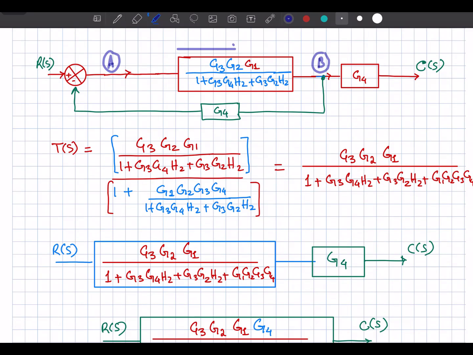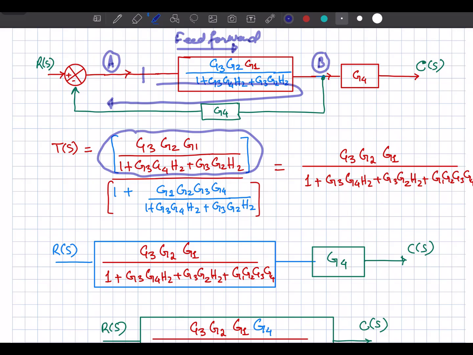This is the feed forward path, or simply the forward path, and the loop is over here, starting from here up to this point. This will be the loop gain. So now we determine the transfer function. This is the transfer function of the forward path divided by 1 plus loop gain. So loop gain will be the product of these two, this one and this one.